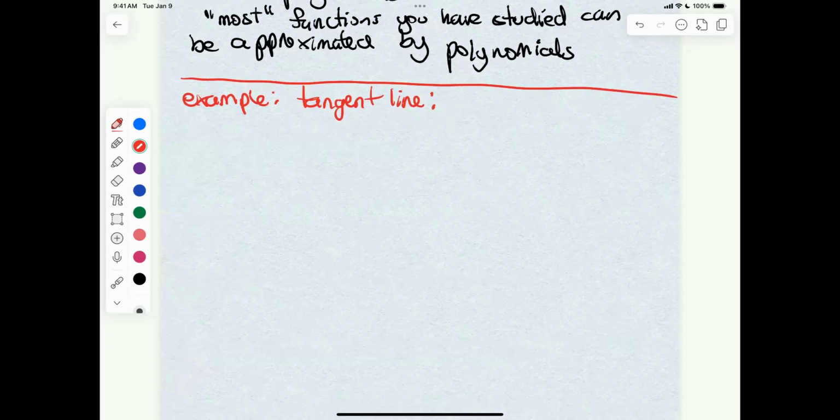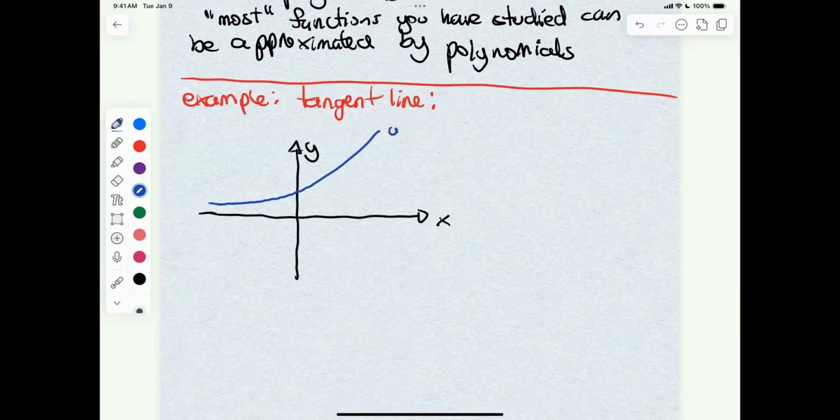Just to make the problem a bit more concrete, imagine you have the graph of e to the x, right? And I want to find the tangent line to the graph at the point (0, 1). So here's the point (0, 1), and there's a tangent line there.